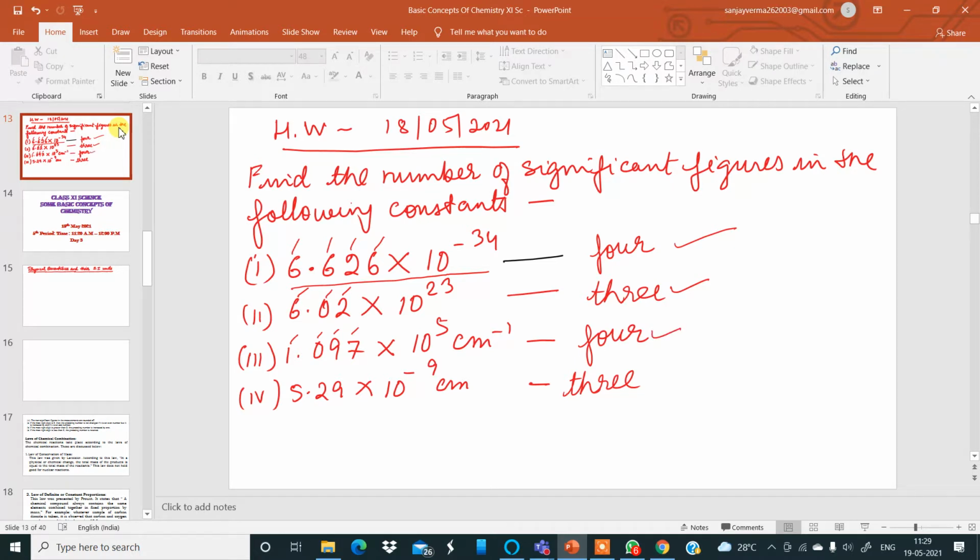The fourth one is 5.29 into 10 to the power of minus 9 centimeter. It is 3. So the answer is 3. So I guess all of you got these answers correct. Now, a little bit of extra information I want to give you regarding these numbers.